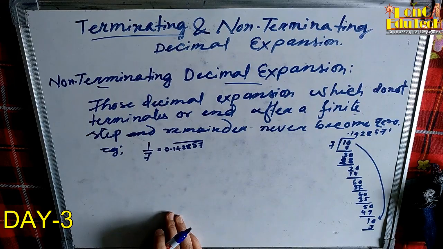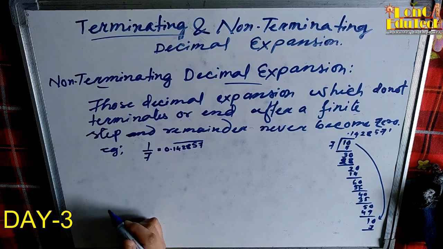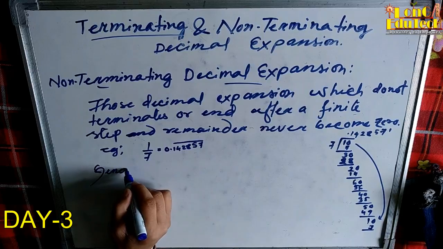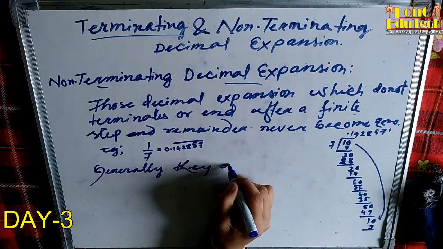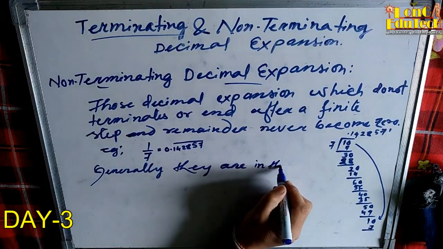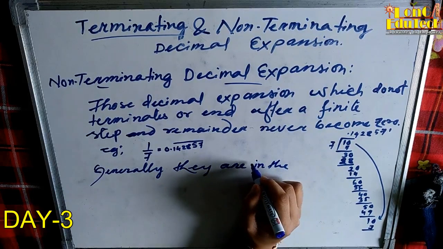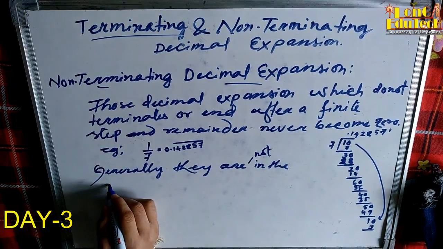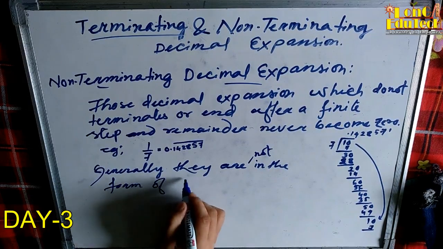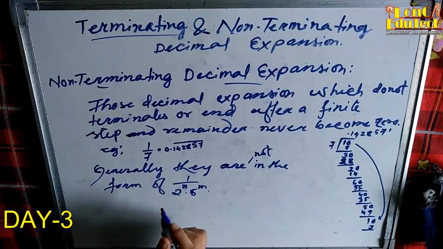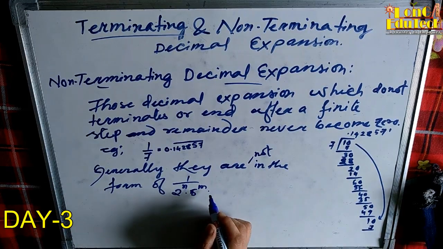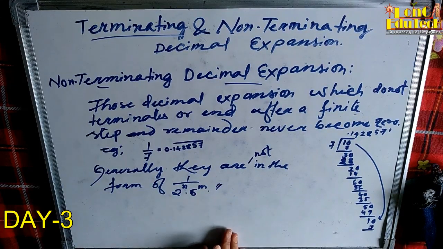Such examples are very important to know. Generally, non-terminating decimals are not in the form of 1 by 2 to the power n or 5 to the power m. Like this, it will not be there. So this is all about non-terminating decimal expansions.